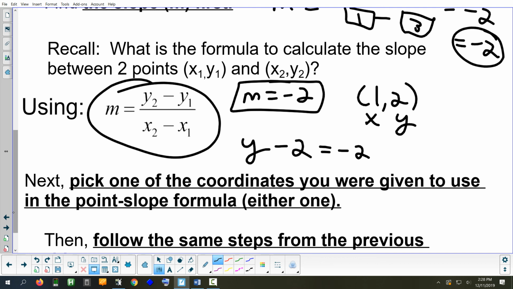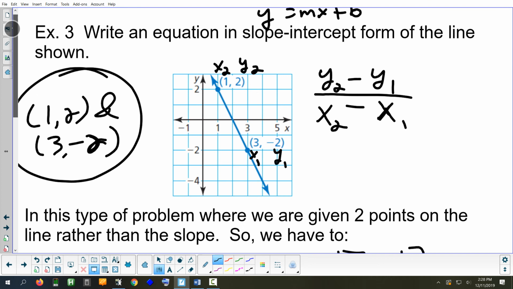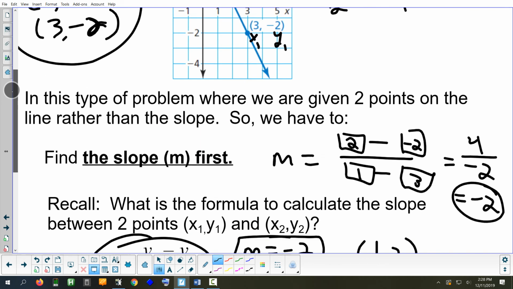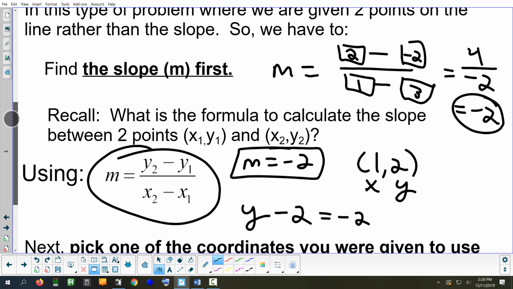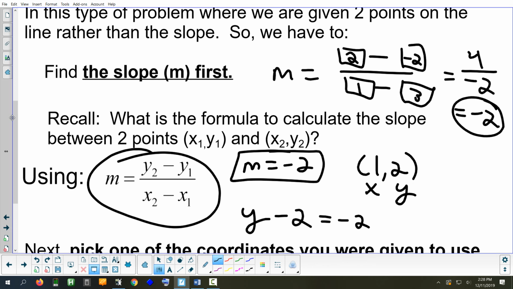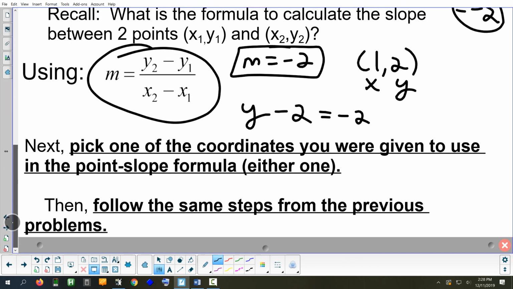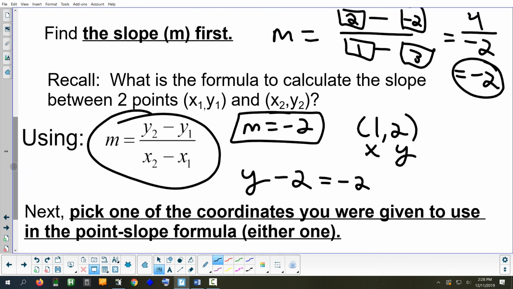Yep. Where on the paper are we? This is example 3. You guys can write it where you have room for example 3. I wasn't sure because it said recall. I don't have any room there.